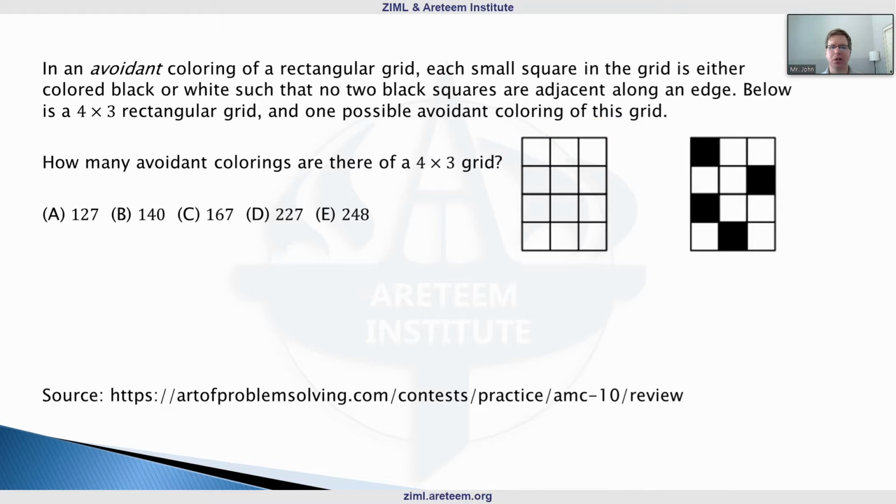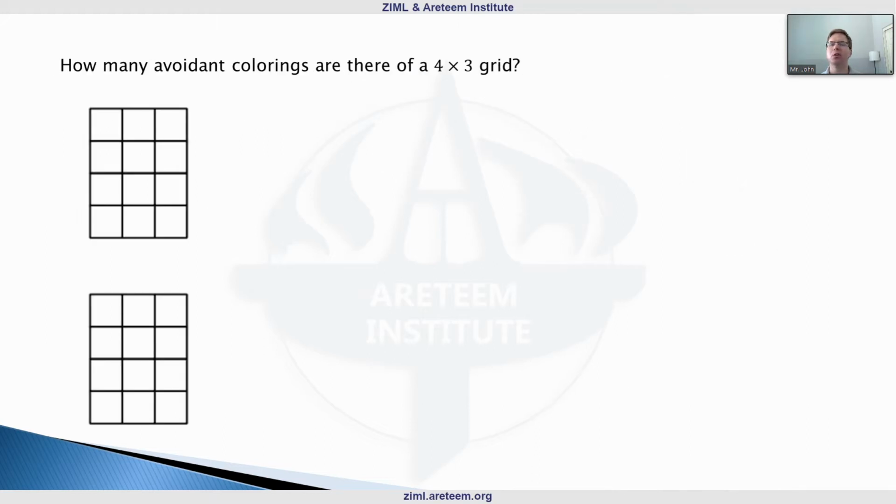Okay, let's jump into some space where we have a little bit of room to work. Remember, avoidant means we can't have two adjacent black squares, and we want to figure out how many avoidant colorings there are in this 4x3 grid. Now, we're going to look at a couple of cases here. There are different ways to break this down, but I think a natural place to start is to think of these center squares as special. So if we think of these two center squares as special here.